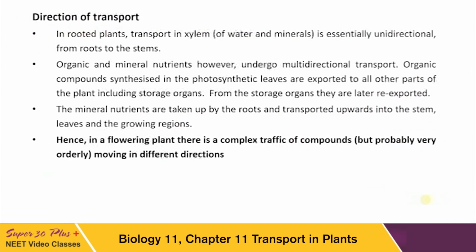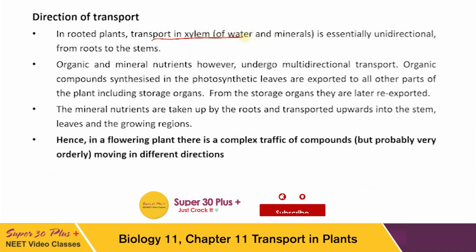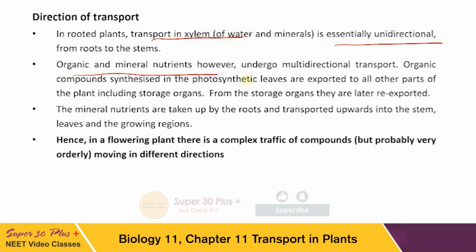Now we have to see the direction of transport. In rooted plants, transport in xylem, as you have already seen, is unidirectional. Organic material and all other substances produced in the leaves are transported multi-directionally. Sometimes they go to the apical part, the meristematic tissue, and sometimes to the underground part, the storage organ.